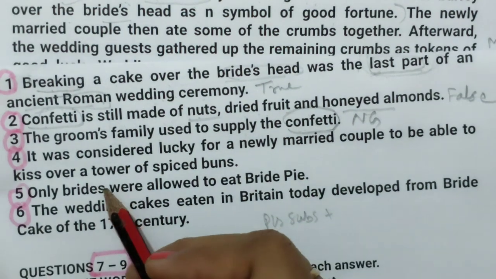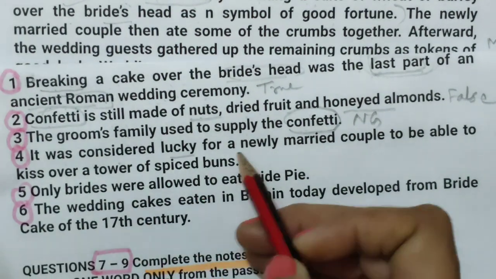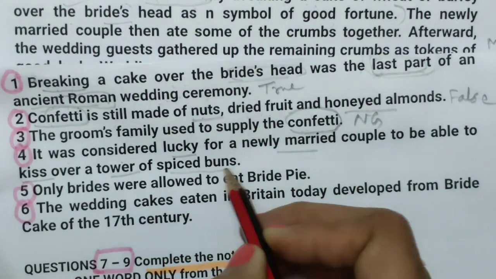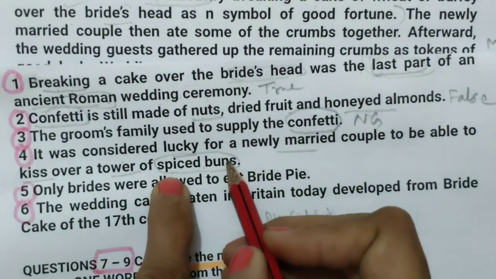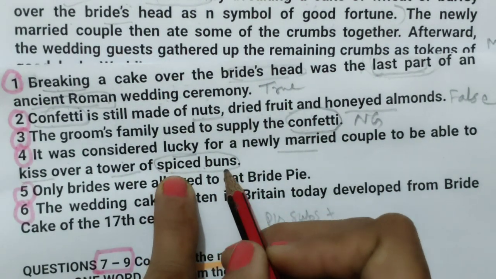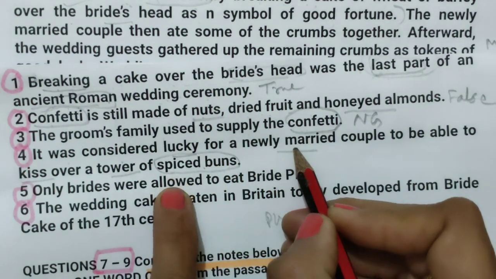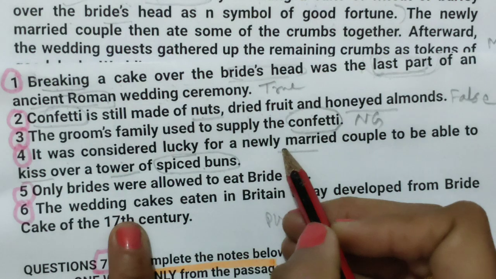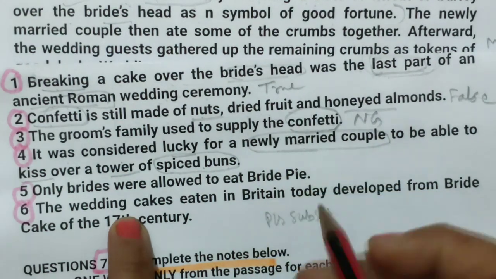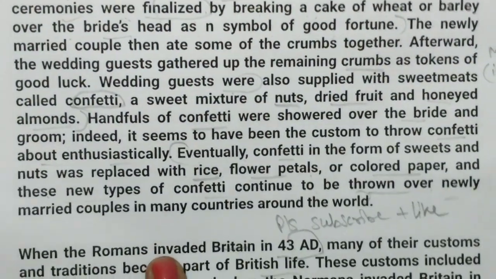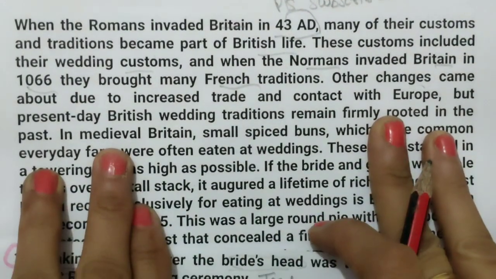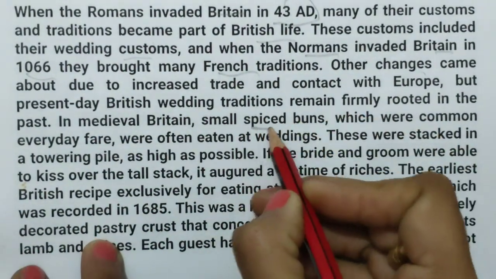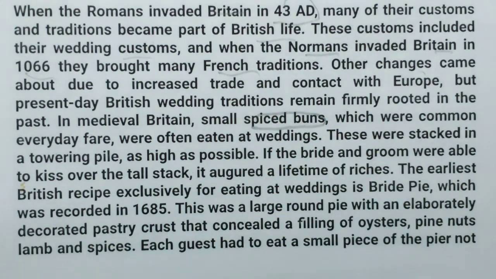Now next, fourth number. It was considered lucky for a newly married couple to be able to kiss over a tower of spiced buns. Okay, spiced buns is my keyword. Keyword married couple, luck. Okay, so spiced buns. Let's find these words, newly couple, married couple also we can find. Next paragraph. So this we have read. We are looking for spice. Spiced buns is here. Okay, spiced buns is here.